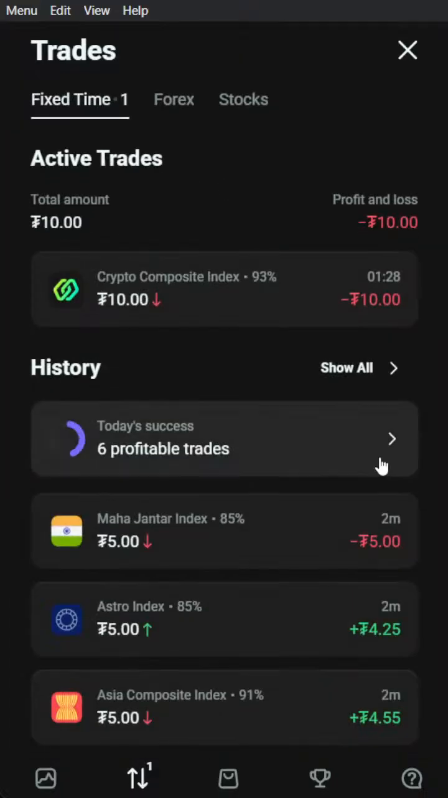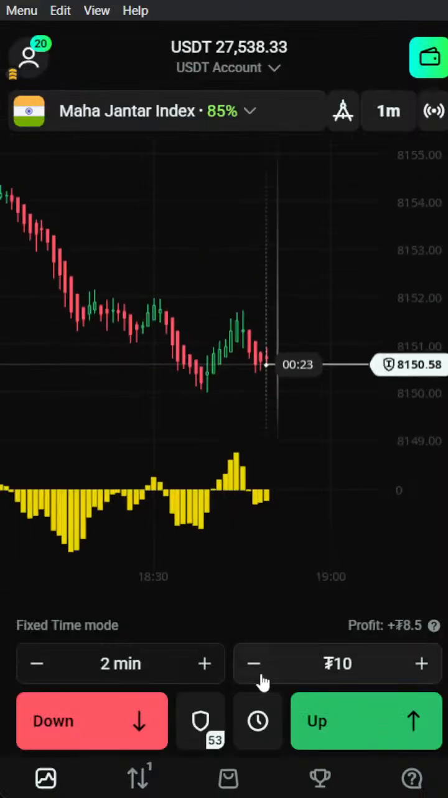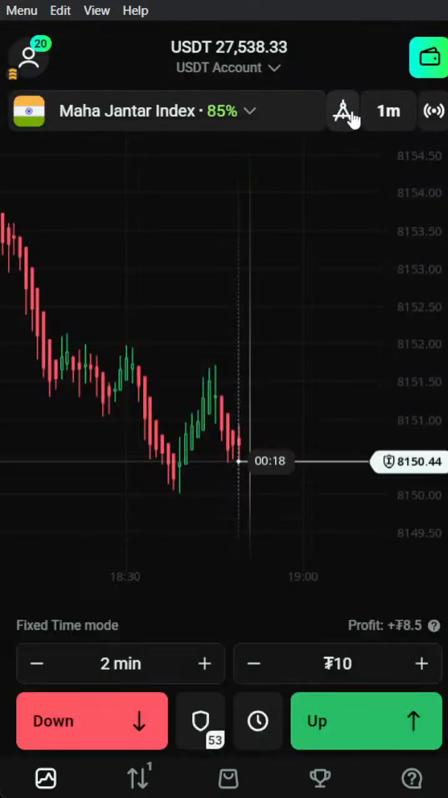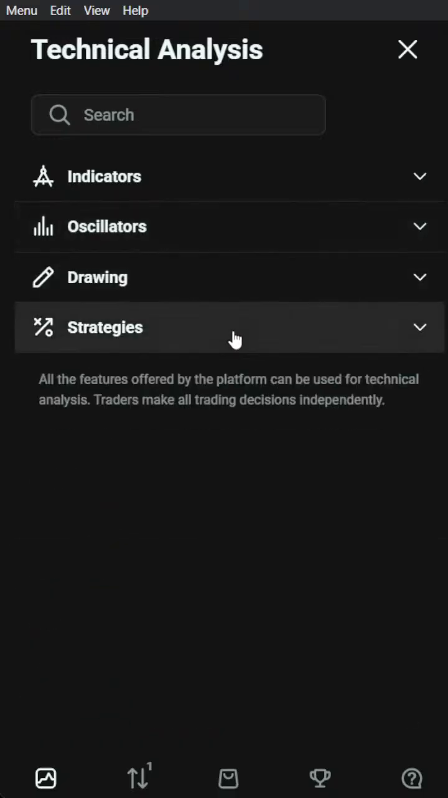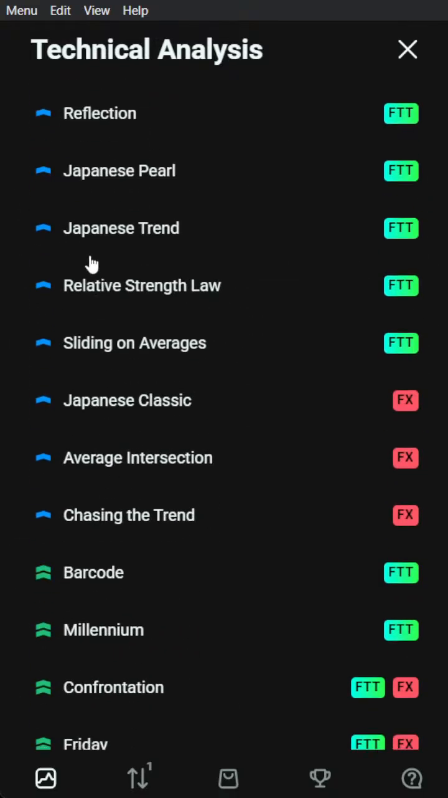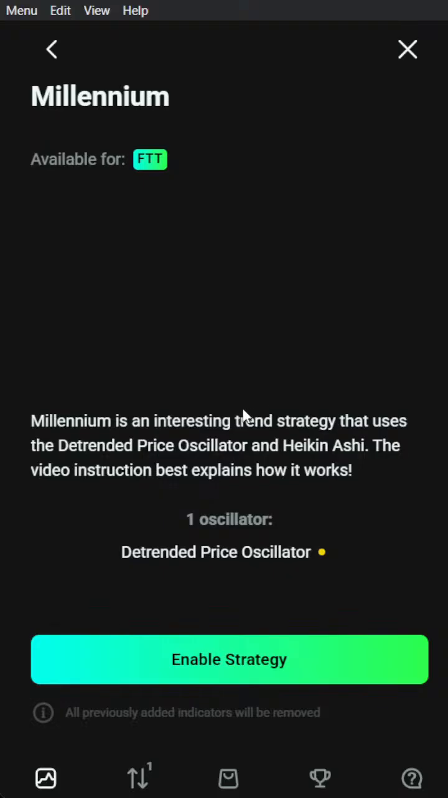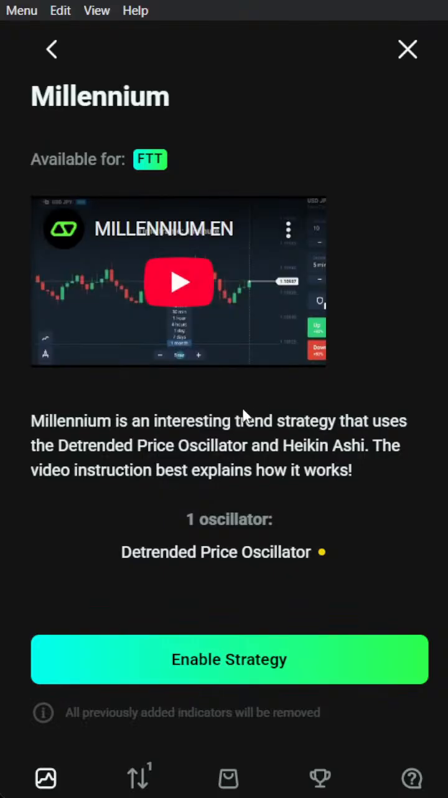Alright, so let's start from the beginning. We will go back and explain this strategy for you. We are learning the Millennium strategy. We go to our technical analysis, we see this kind of list, we click on strategy. This is an advanced level strategy which is available only for fixed time. When you click on Millennium, the description says that this is a trend strategy. So where there is a proper uptrend or downtrend, only then you are going to use this strategy. This uses the DPO, detrended price oscillator, and the candle changes to Heikin Ashi.